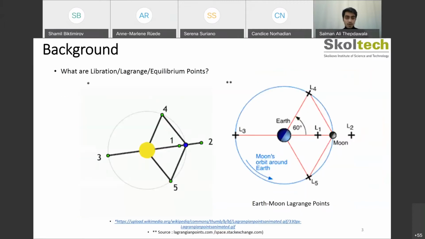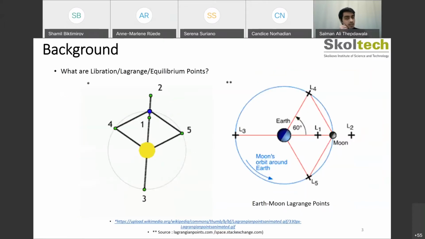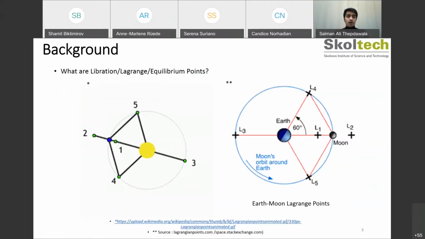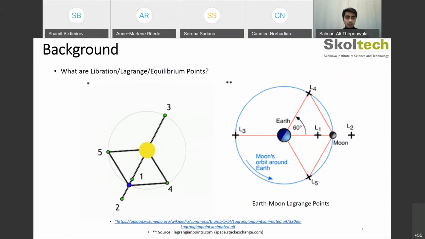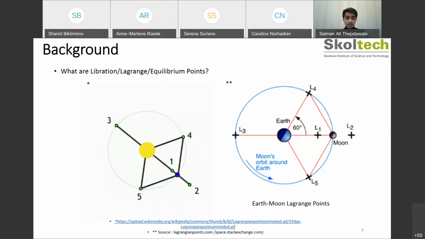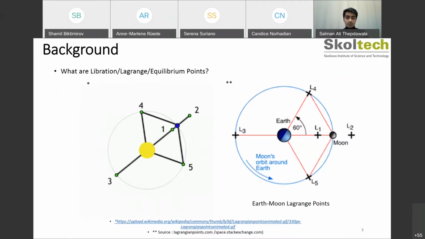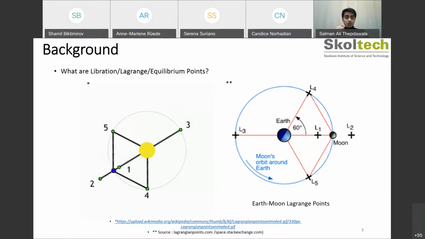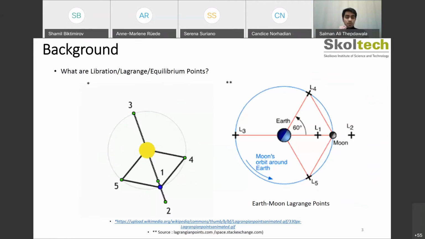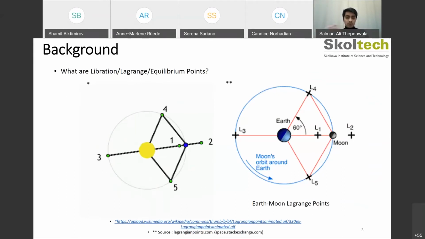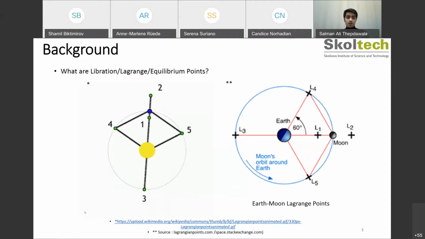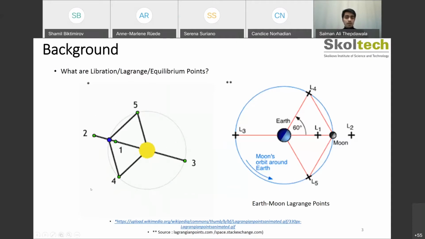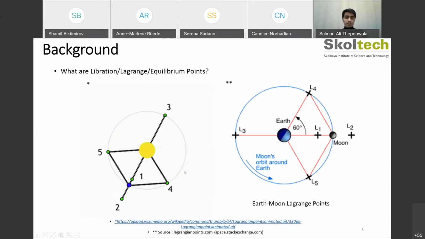So moving on with the presentation, let me start with what are libration points or Lagrangian points or equilibrium points. For any two celestial bodies in space, there exist exactly 5 points around which their combined gravitational pull equals 0. So if you take the sun and the Earth case, or the Earth and the Moon system, there will exist these 5 points.